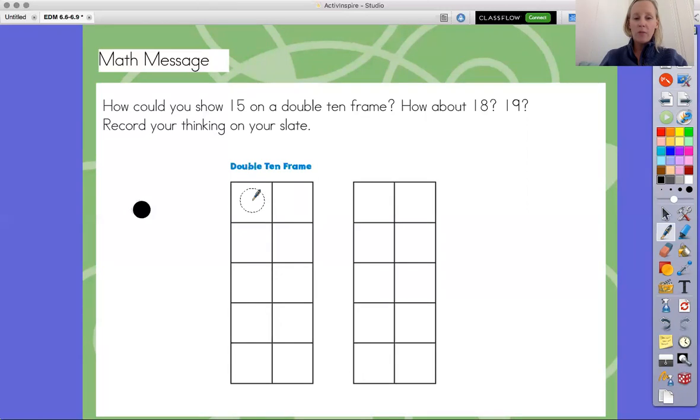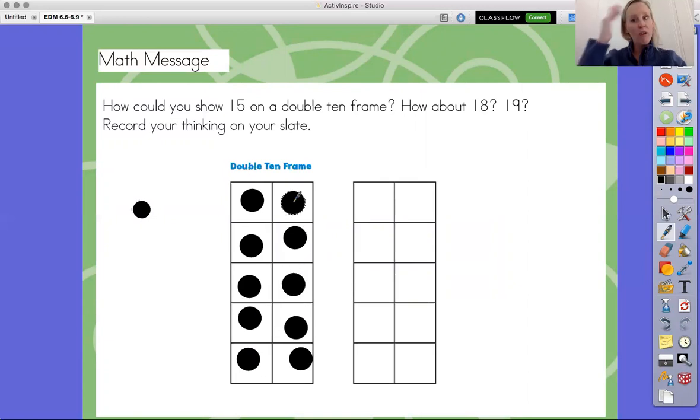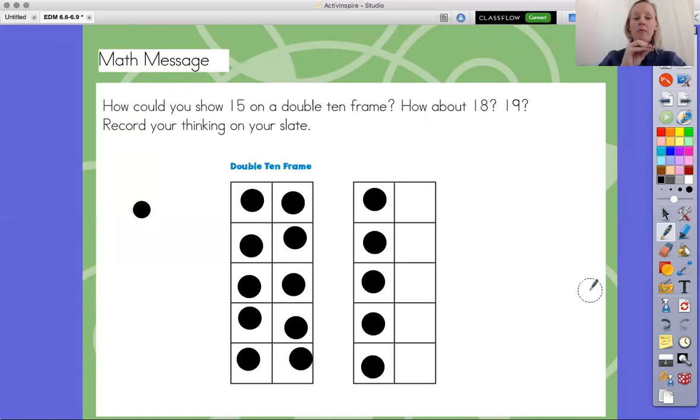Let me fill up one whole ten frame. 1, 2, 3, 4, 5, 6, 7, 8, 9, 10. Fill up the whole thing and then move on to your second. 1, 2, 3, 4, 5. So 10 and 5 is how we think of 15. It's not that 9 plus 6 isn't 15, it definitely is. But if we think of things in groups of 10, it's easier for us because we can count by 10 so quickly. So you always want to be thinking about filling up one ten frame first and then seeing what's in your second ten frame.